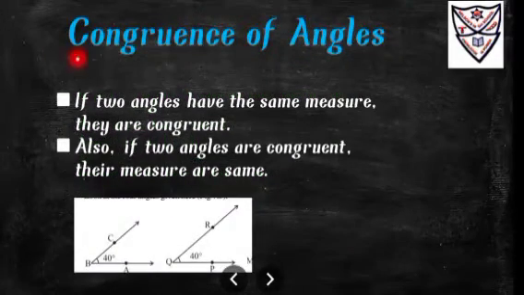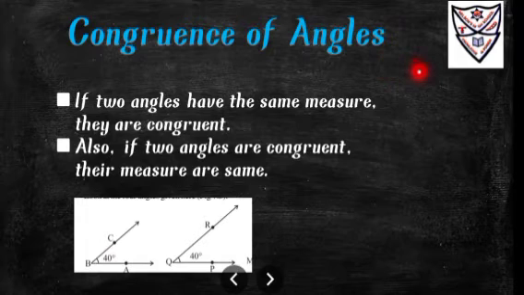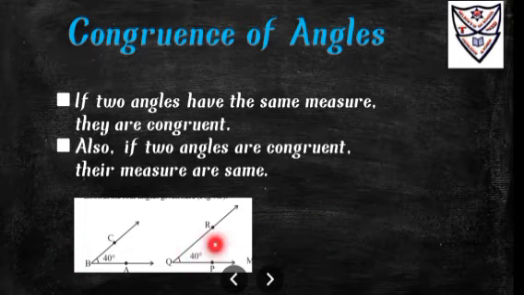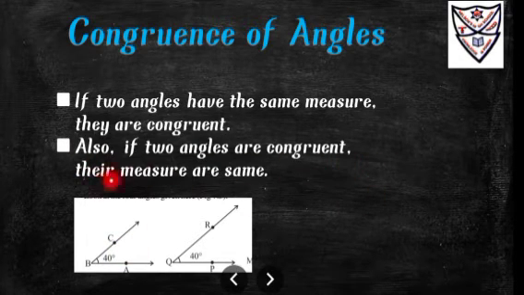Now what is the next one? Congruence of angles. We will see the congruence in angles. If two angles have the same measure, they are congruent. See, here we have two angles with the same measure of 40 degrees. So these are congruent. And also, if two angles are congruent, their measures are also the same. If two angles have the same measure, then the angles are congruent.